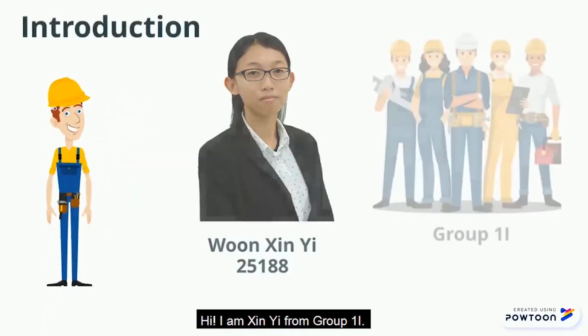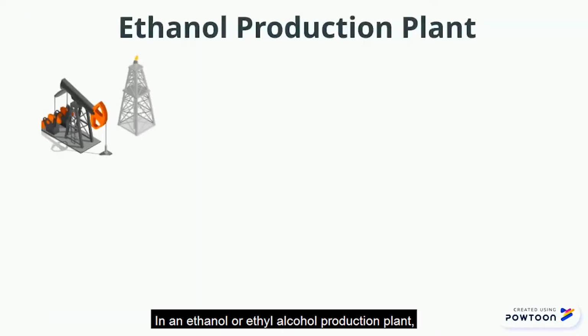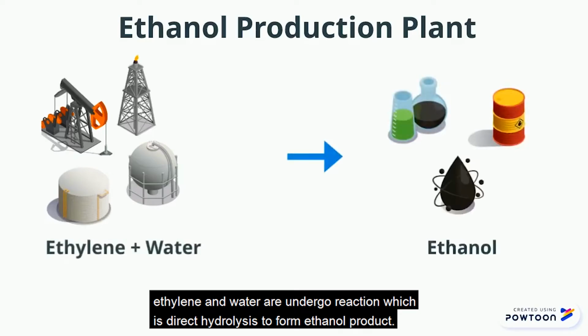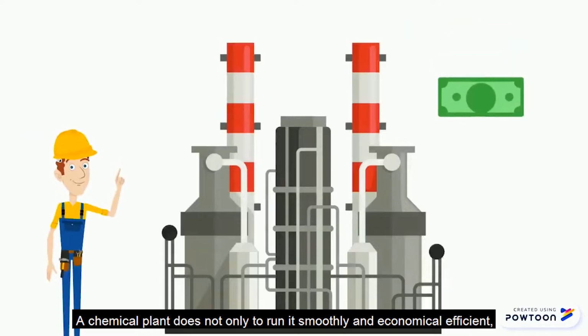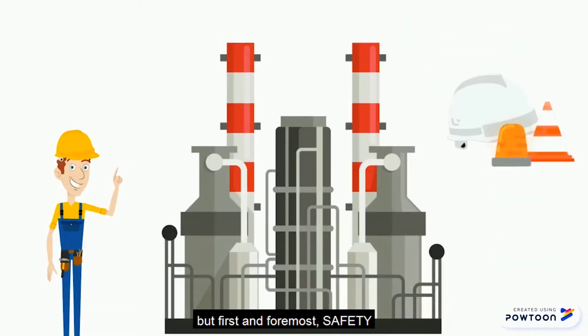Group 1I. This is our design project: synthesis of ethyl alcohol by direct hydrolysis of ethylene. In an ethanol production plant, ethylene and water undergo direct hydrolysis to form the ethanol product. A chemical plant must not only run smoothly and be economically efficient, but first and foremost, it must be safe.